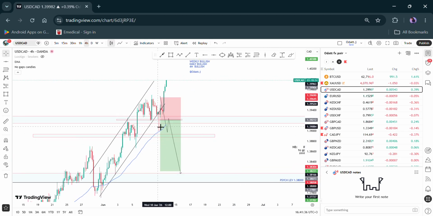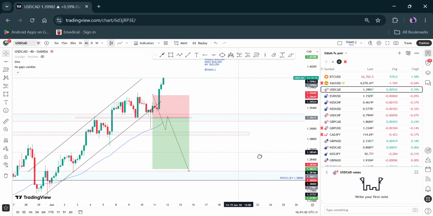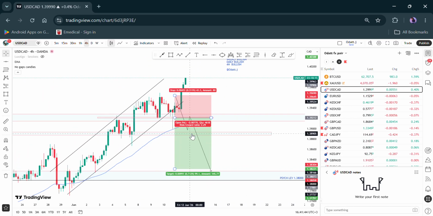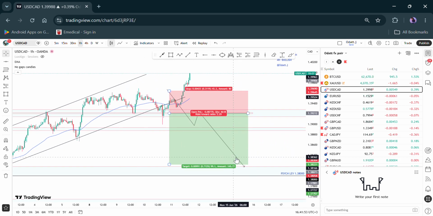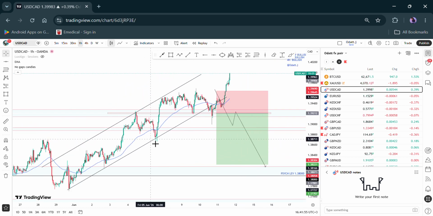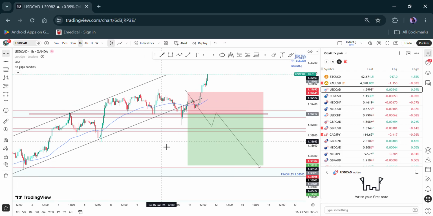entry signal around here, so we avoided this loss. We avoided this loss by simply waiting for the confirmation. As you can see, I was waiting for the price to break and retest this area, which is 1 hour, to shift market structure to the downside so that I can take this trade. As you know, for me to take a counter trade, I need 1H time frame to shift in the direction that I wanted. As you can see, we didn't provide that clear break.